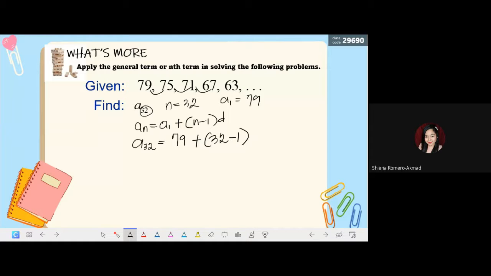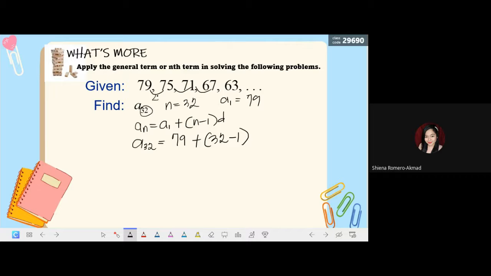Aquino? Anong difference nito? 4 po. Esther. Ayan, sinabi na 4. Positive 4 or negative 4? Positive 4 daw. Do you agree? Sige, add tayo.